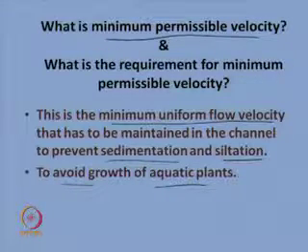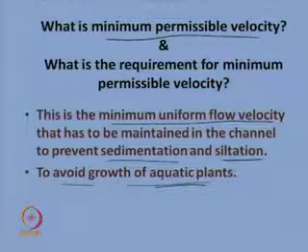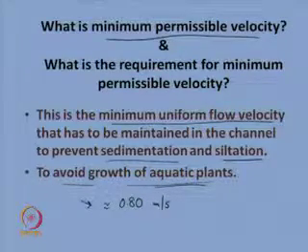Then you give the minimum permissible velocity based on the growth of aquatic plants. For many cases, it has been observed that it is approximately around 0.80 meter per second velocity of flow.